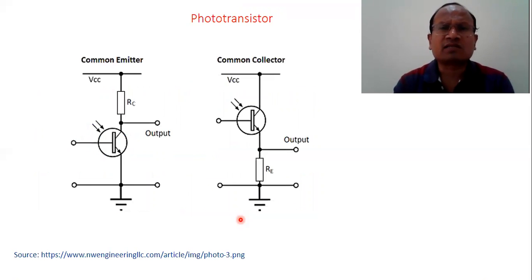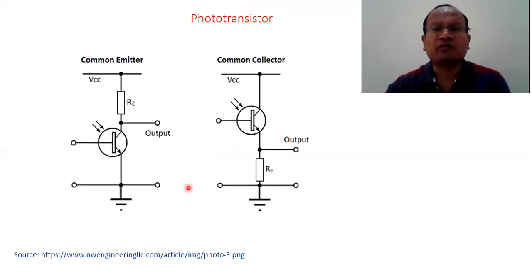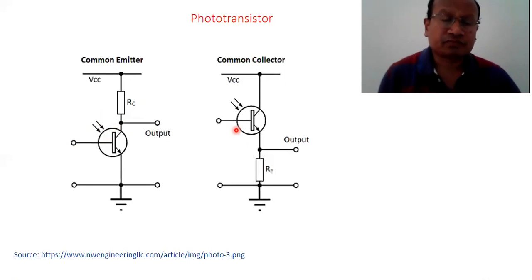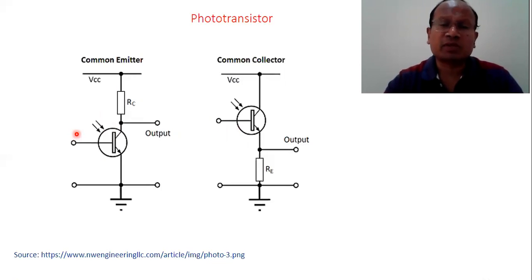Then comes phototransistor. As its name suggests, photons will be the input. You see here, there are two amplifiers which we have shown, common emitter and common collector. Here this is the base and this is the collector. At the collector base junction, the photons are incident in both cases, either common collector or common emitter. In the first one, common emitter, the input is normally given to the base and ground, that is an electrical input, but here there is no such input.